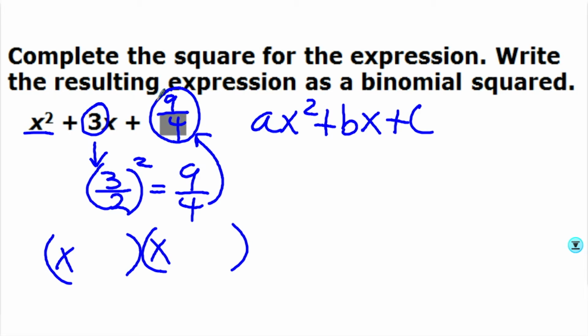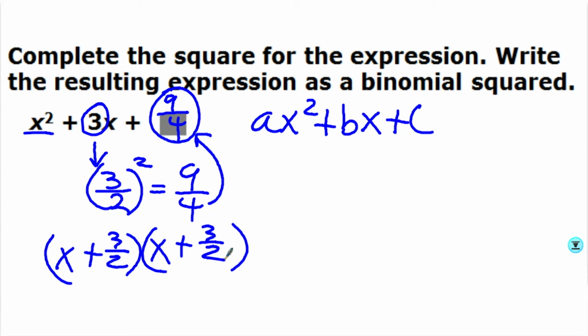Well, there's a little trick we can do to do that. We can basically just take the square root of that, and the square root of 9/4 actually brings me back to what I completed when I completed the square. So it's going to be 3/2. So plus 3/2 and plus 3/2.